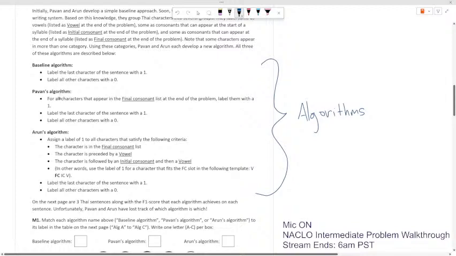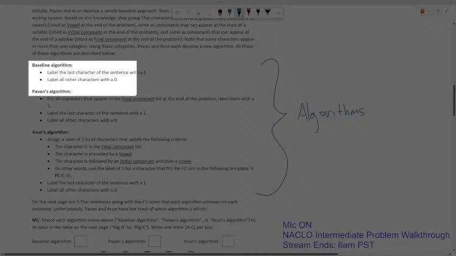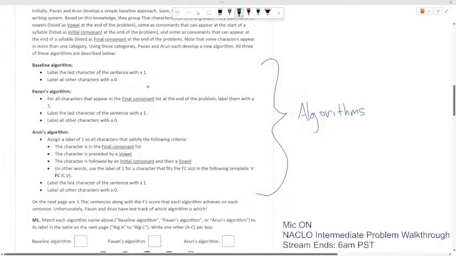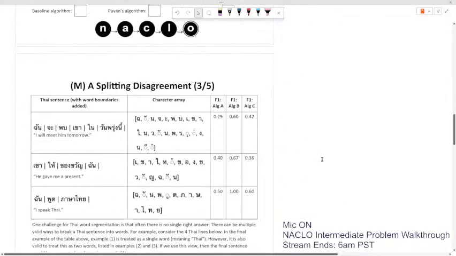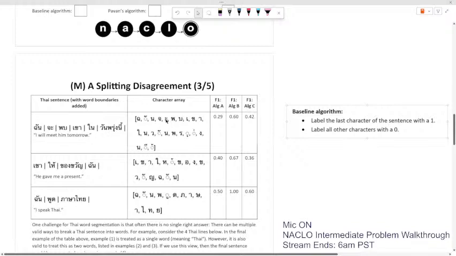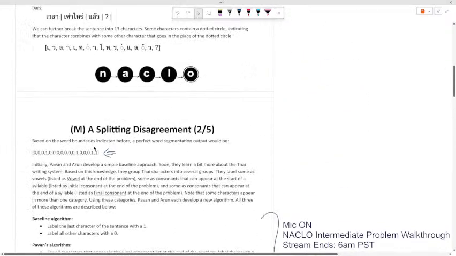Let's check the baseline algorithm first. I'm going to copy this and paste it over here. So the baseline algorithm says label the last character of the sentence with a 1. It's saying based on a perfect word segmentation output would be this. So I'm guessing we're checking it to this.